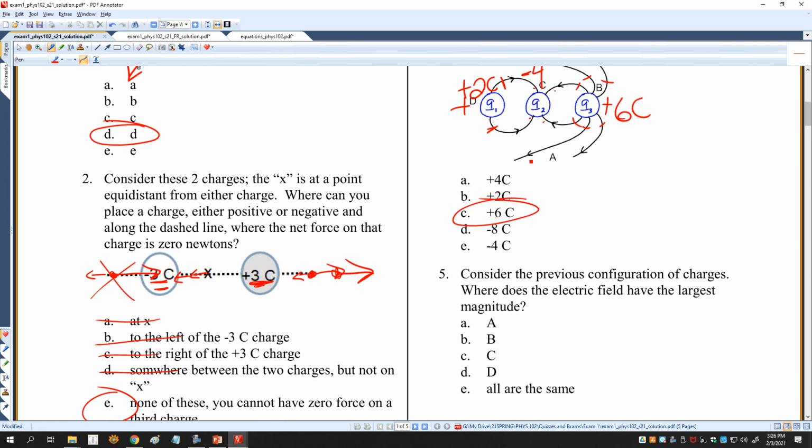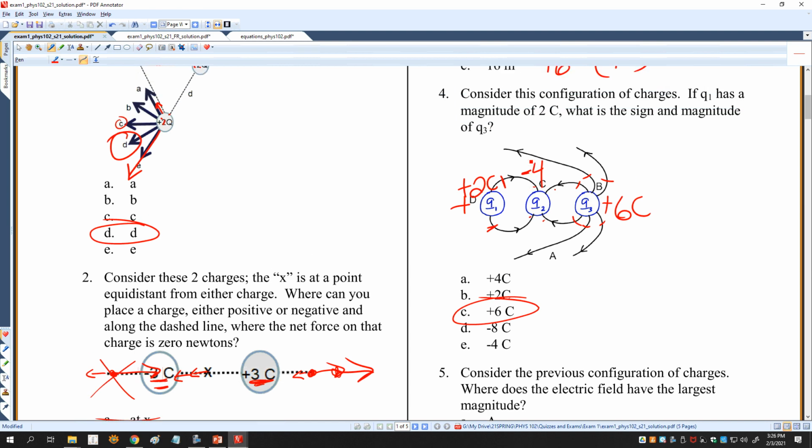Consider the previous configuration of charges. Where does the electric field have the largest magnitude? So to find the magnitude of my charges, I want to ask where are the field lines the closest? Now, A, the field lines look pretty far apart. D, there's no field lines out here. And so it's either C or B. And it's hard to tell how close those are. I mean, I've drawn the field lines at B closer. They really are closer there, but it's sort of hard to tell.